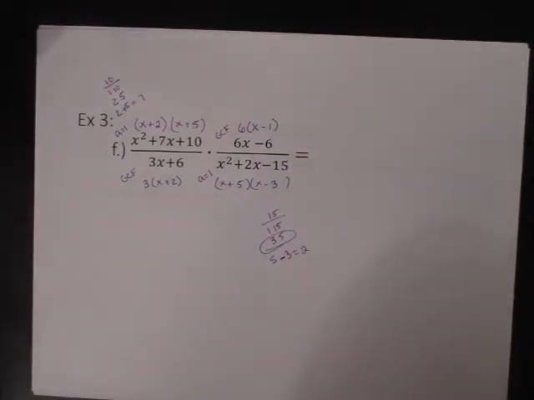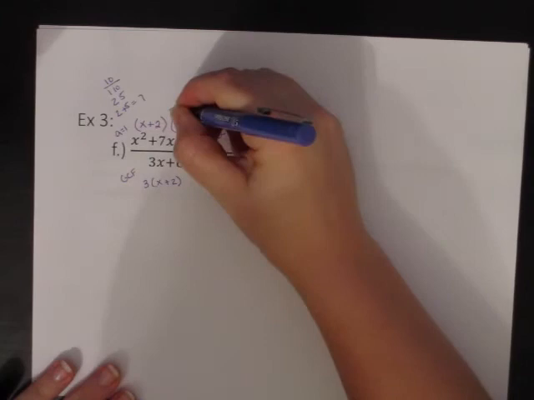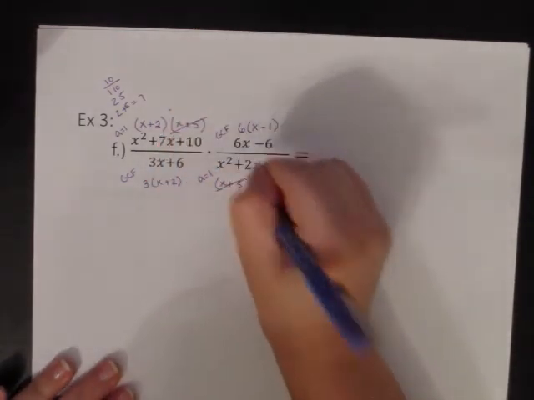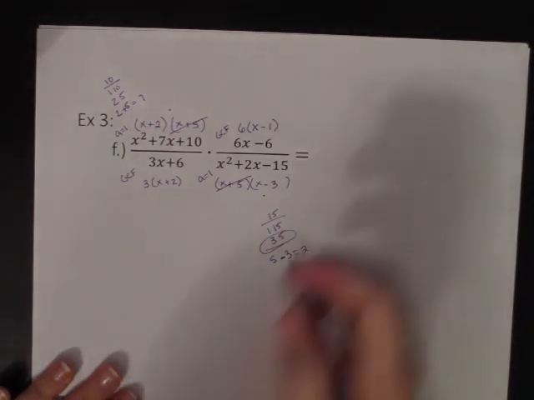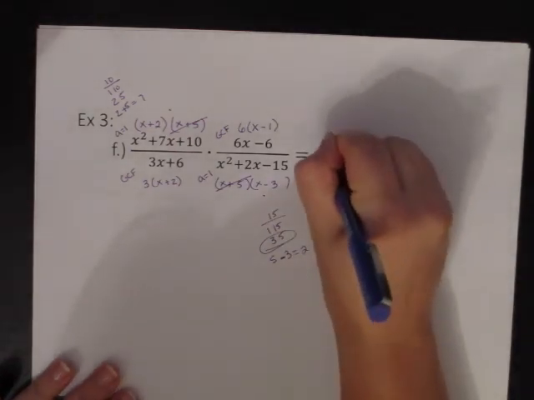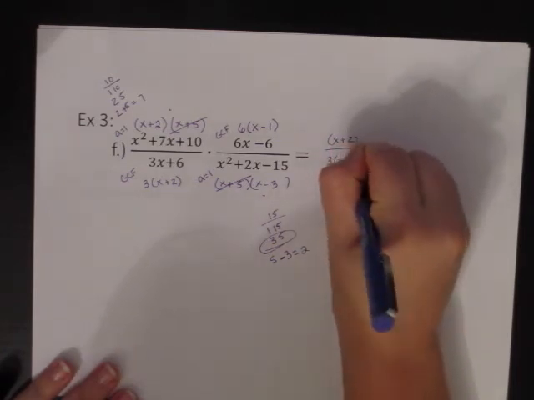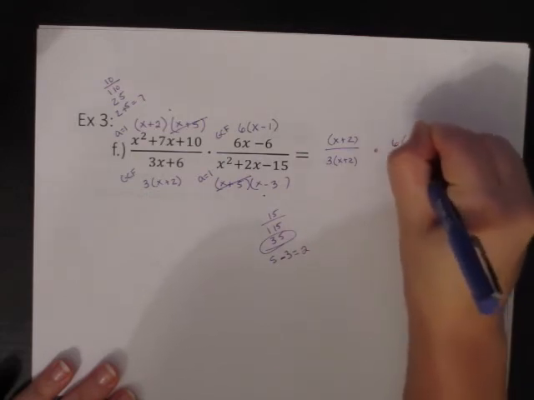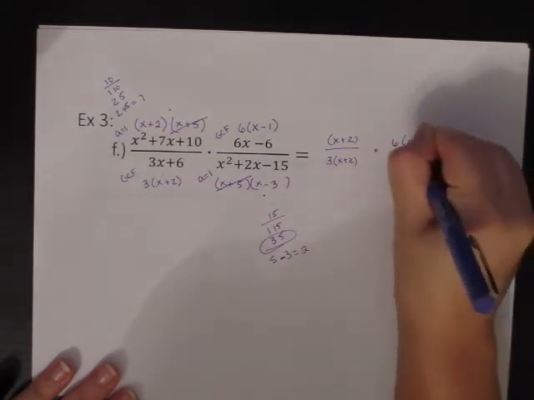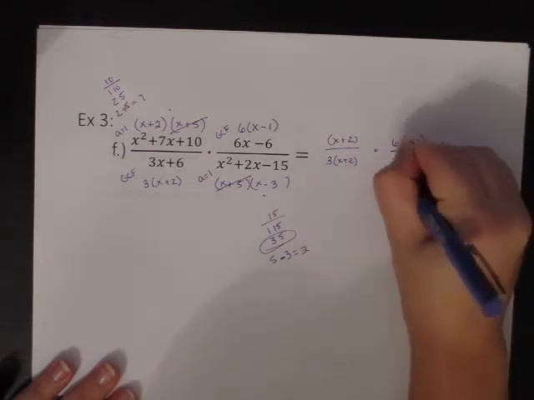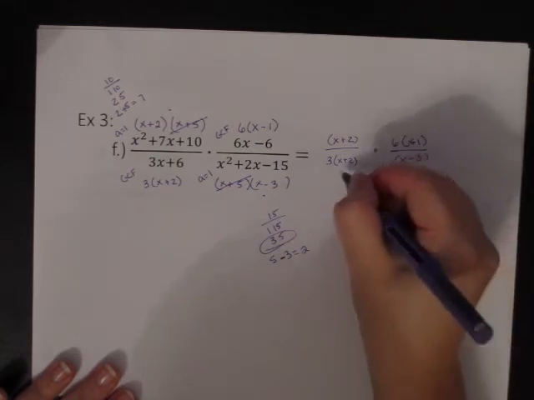Okay, so I've cleaned it up as much as I possibly can with factoring. Now what I'm going to do is step 2, cross cancel. So I go from top to bottom. If I go from top to bottom, the x minus 5's cancel out, so I'm left with x plus 2 over 3 times x plus 2 times 6 over x minus 1 over x minus 3. Okay, now I'm going to look from bottom to top.